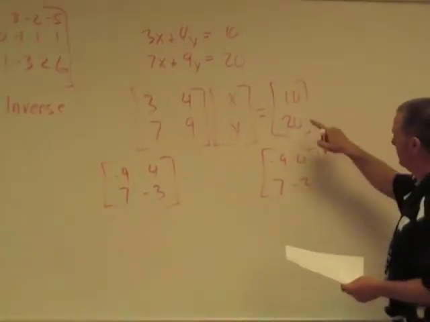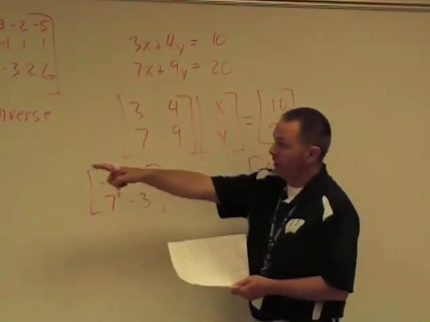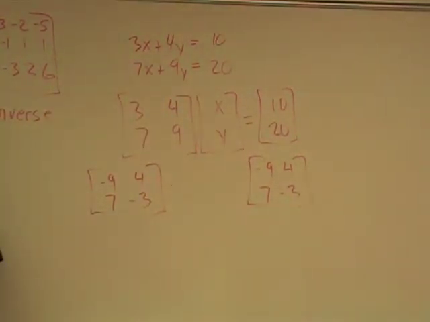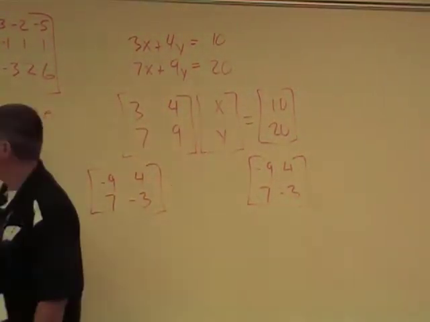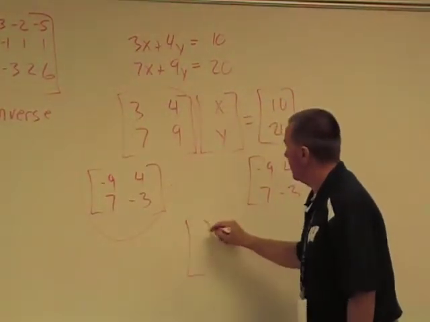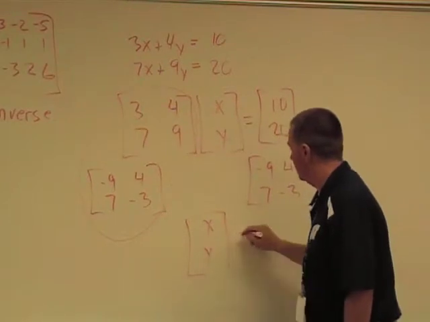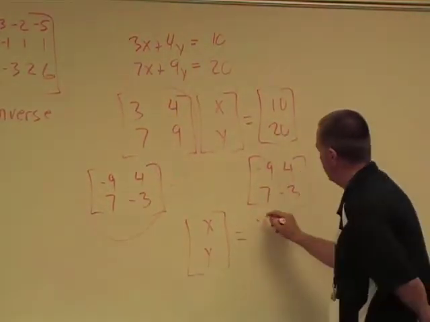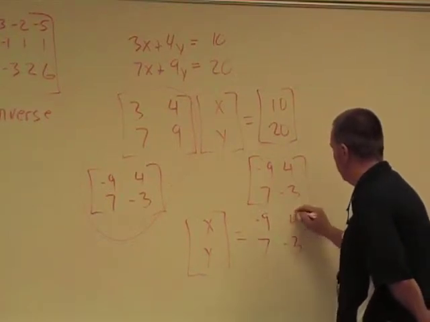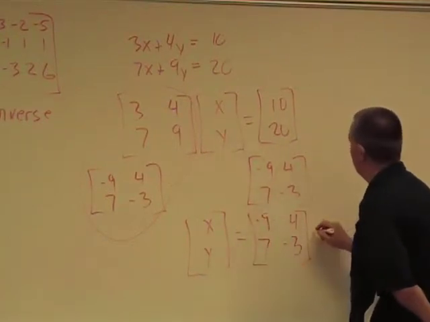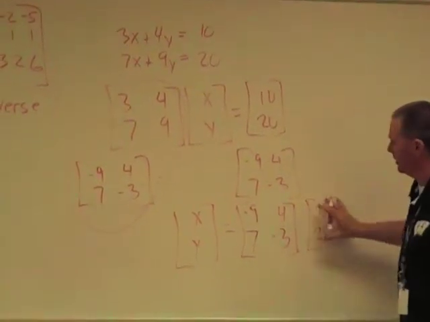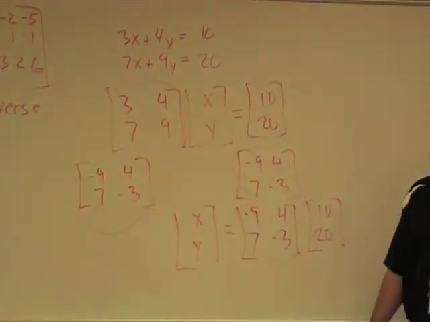If we multiply both sides by this, so multiply this times that, we should get our answer. Didn't we get the answer when we multiplied the right side by the inverse? That's the same thing. If I multiply these two together, I get the identity matrix times x, y equal to what I get here. So I'm going to write this out. Negative 9, 4, 7, negative 3 times the 10, 20. I can't put the 10, 20 first. Why?